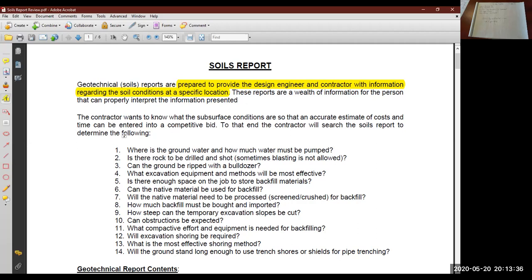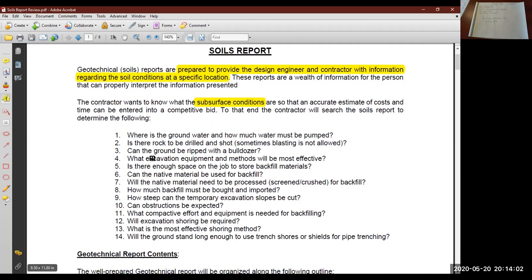The contractor wants to know what the subsurface conditions are so that they can produce an accurate estimate. The soils report tells you what's going on under the ground, things that you can't see if you were to do a site visit during the tendering process. So here are some important things to look for. This is not an exhaustive list. Maybe there's other things that you're looking for. These are just some of them.